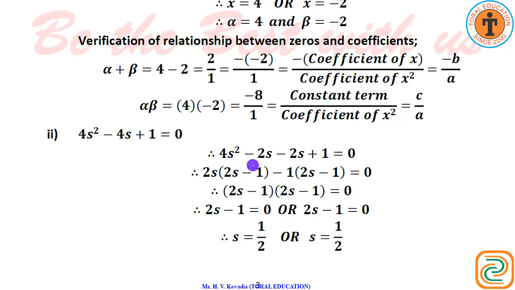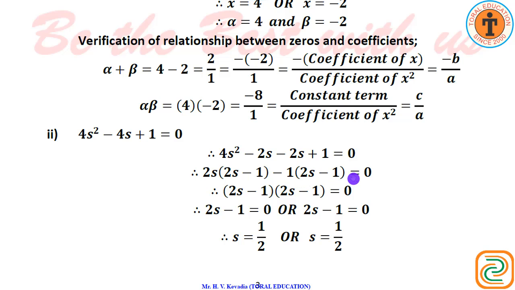But I have split the middle term. 4 1s are 4, right? Minus 2 2s, minus 2 2s, and minus 2s minus 2s equals minus 4s plus 1. So we have taken 2s as common, then 2 2s are 4, 2s minus 1, right? Here 2s is common, then it will be divided by 2s, then we get 1. Here nothing is common, so I have taken minus 1 as common.